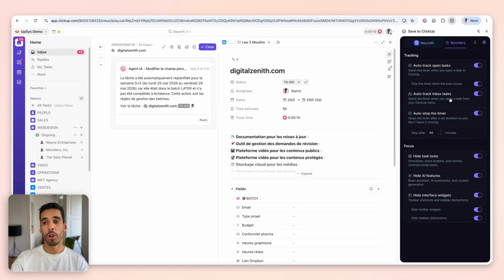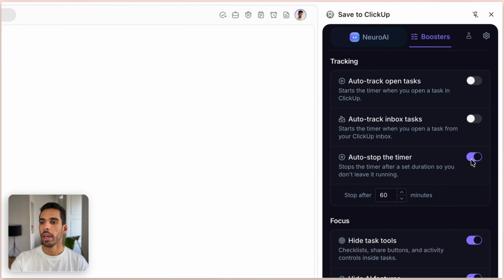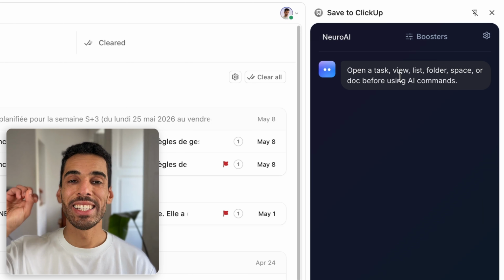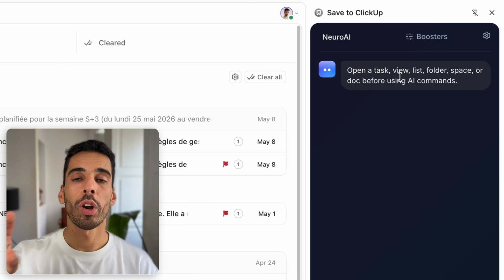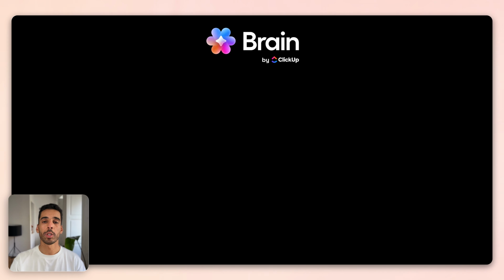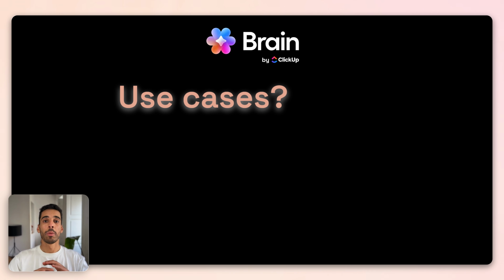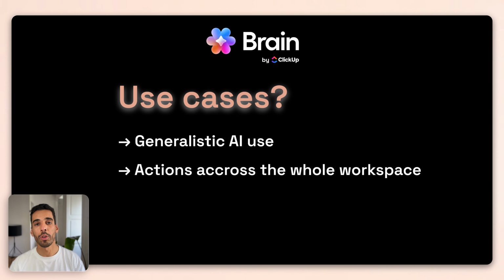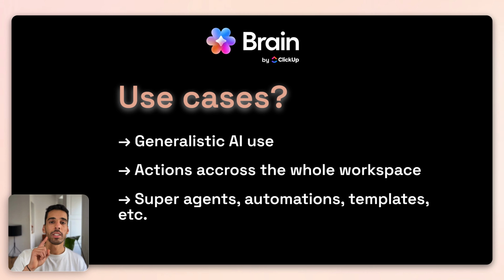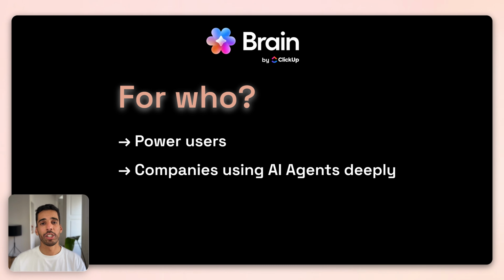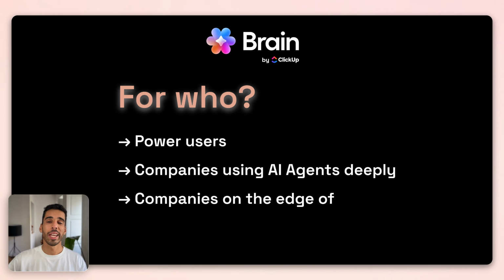Now that's for auto time tracking, which I'm going to turn off here and go straight to NeuroAI. So NeuroAI is the AI agent that's working as your sidekick in ClickUp. The main difference with ClickUp Brain, which is ClickUp's own AI, is that ClickUp Brain is more of a generalist and it harnesses your whole ClickUp workspaces to do actions for you. It works as super agents, automations, it does a bunch of things behind the scenes. And it's great for power users, for companies leveraging AI agents very deep, and companies that want to stay on top and on the edge.